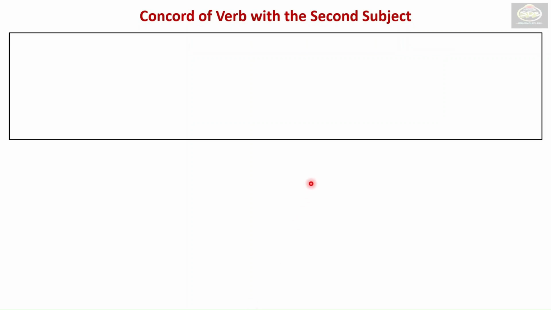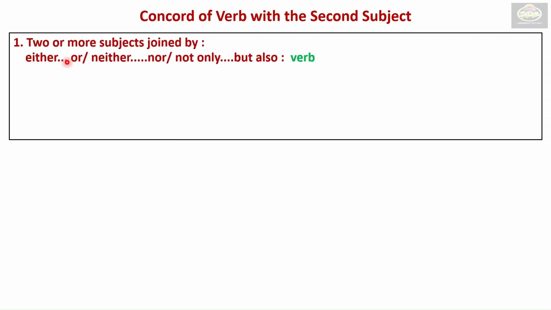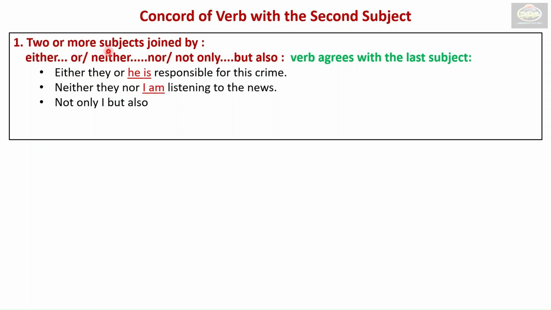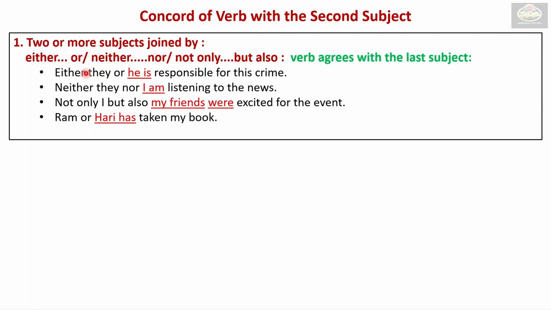Next, concord a verb with the second subject. It means there are two subjects and we have to make subject-verb agreement on the basis of the second subject. For example, two or more subjects joined by either or, neither nor, not only but also. In such situations, the verb agrees with the last subject. For example, either they or he is responsible for this crime. He is. Either or, neither nor, not only but also. If we see such connectives in sentences, then we have to make subject-verb agreement or concord on the basis of the last subject.